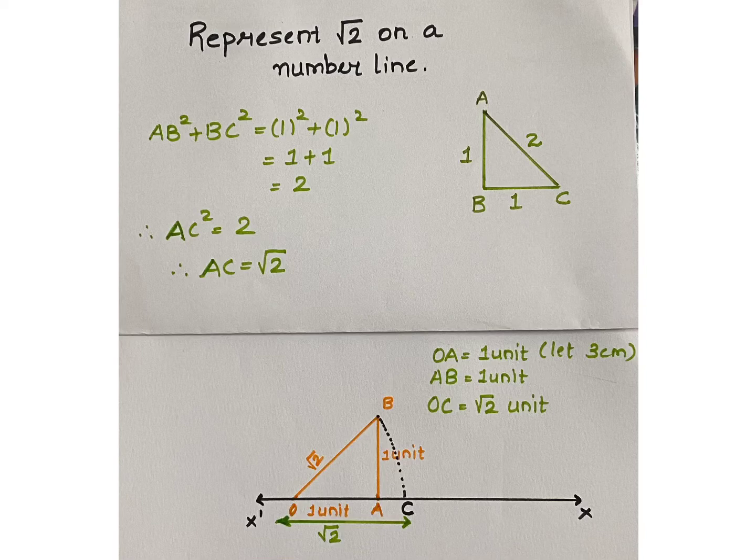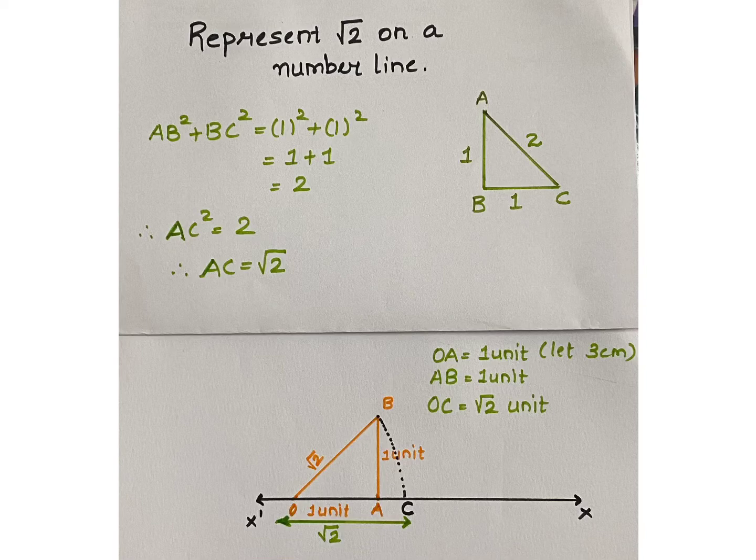Now from point A, draw line segment AB such that AB is equal to 1 unit. Here you have to keep in mind that you have taken 1 unit as 3 centimeter, so AB is equal to 1 unit, which is also equal to 3 centimeter. Now join OB. It is a right angle triangle and if OA is equal to 1 and AB is equal to 1, then OB will be equal to root 2, as we have seen in the triangle ABC earlier.